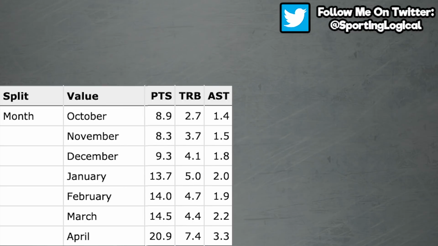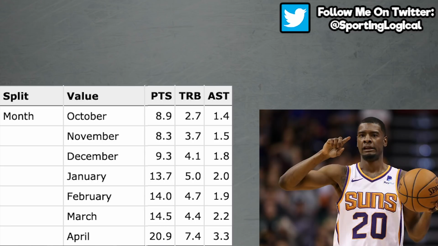Do me a favor and go ahead and look at this set of stats. These are career regular season statistical splits of former number 4 overall pick Josh Jackson by month. Every single statistical category improves dramatically as the months go on throughout a season, which is weird, right? Like, why does this happen?